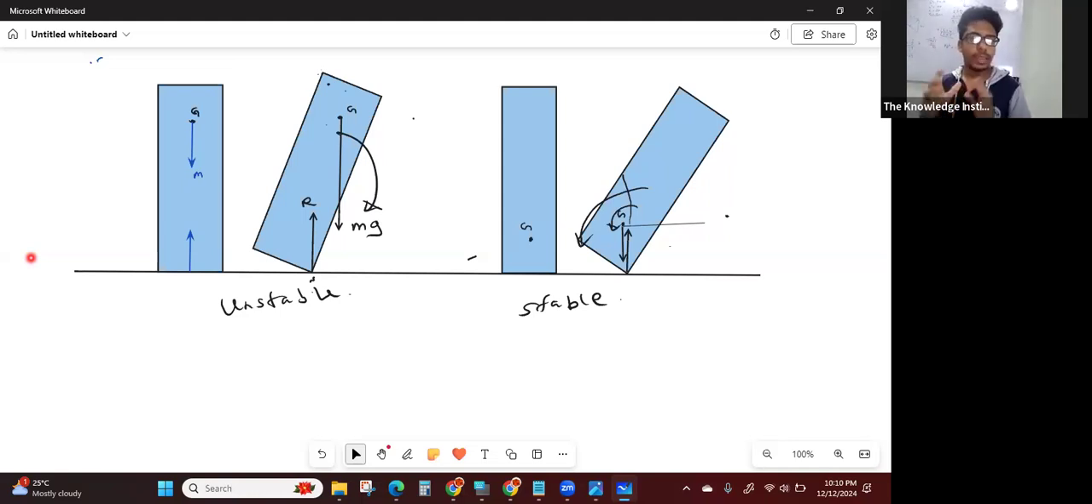I wish one day I could make an animation showing how the center of gravity and the weight change with the angle, so that I can explain easily. Anyway, I hope you understood. Let me know in the chat box whether you understood.